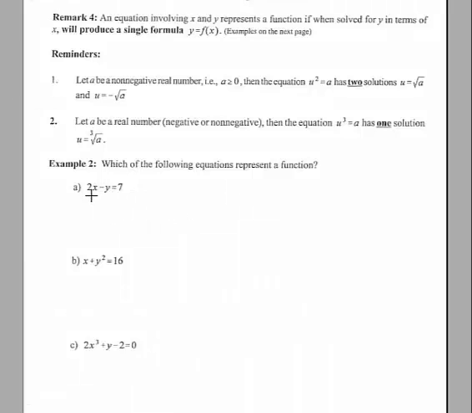In this case we've got 2x minus y equals 7. I could solve for y by subtracting 2x from both sides. Negative y equals minus 2x plus 7, and then my y is negative, so to fix that I could simply run through the entire equation and switch my signs.